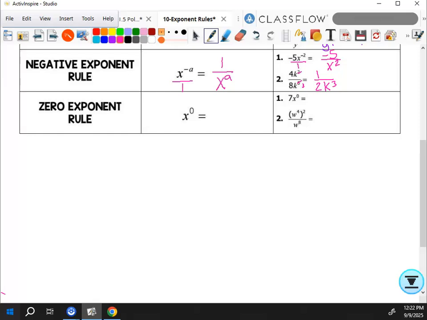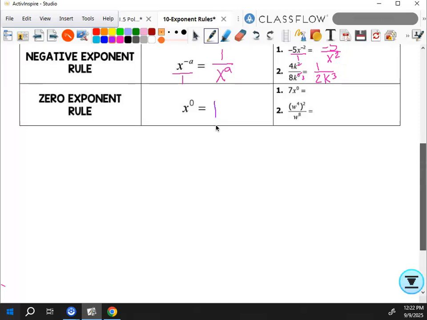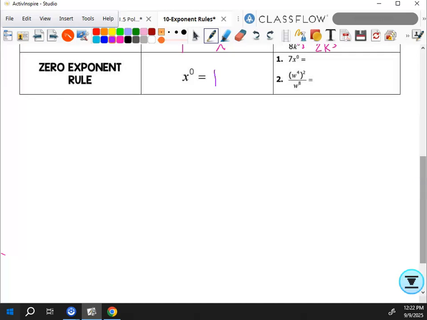All right. Then your zero exponent rule. X to the 0 power, what does that give you? 1. Okay. I'm going to show you why here in just a second. Be careful that this whole thing in number 1 doesn't become 1. This is 7 times x to the 0, so that's really 7 times 1, which is just 7. Would you have to write 7 times 1? No, but I just want you to see that you're not doing anything weird there.